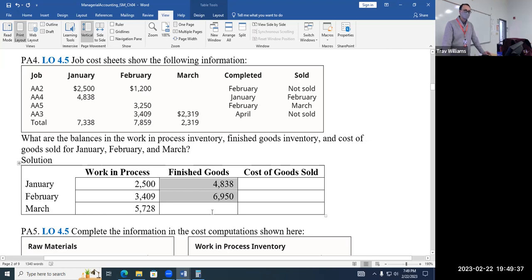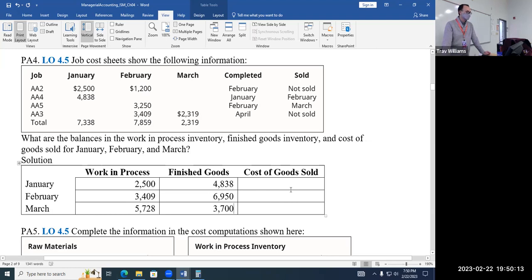It was never completed, what's that? But it wasn't completed. It wasn't completed in February. It was completed in February, so it is a finished good. It just rolls over. Yeah, it's still sitting on the shelf. It's still finished goods inventory until it gets sold. So we do have 3,700 of finished goods in March. Okay, I think we got it right so far.